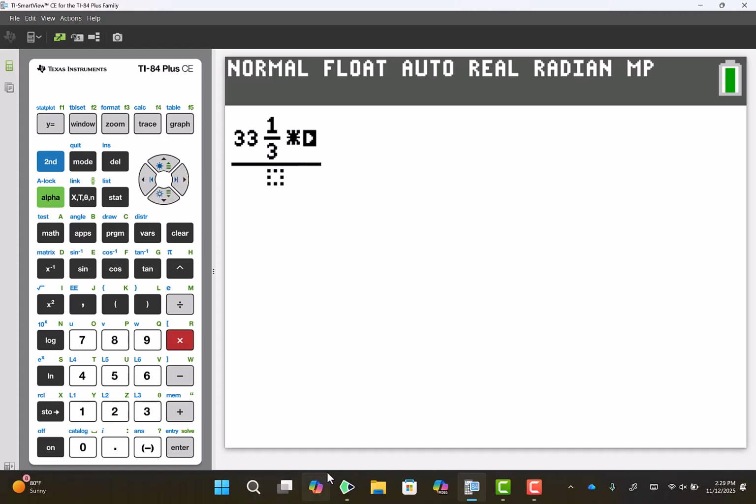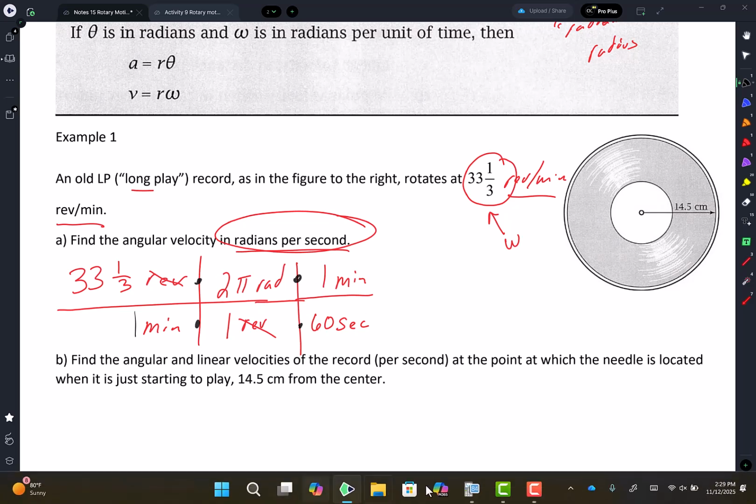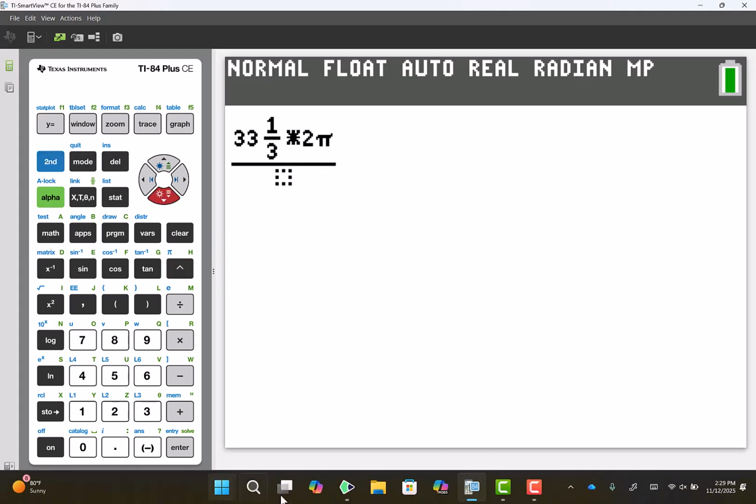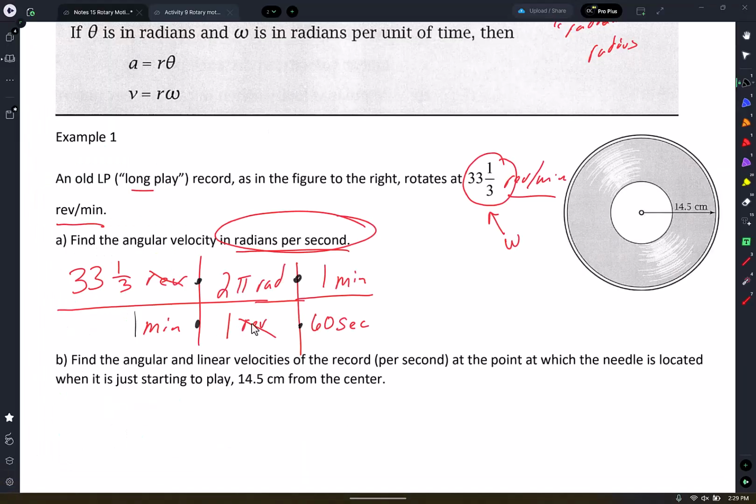I'm going to go times. And then this says times 2 pi. So I'll put the 2 pi on the top. And the pi is next to the little caret. You got to push the second button and the caret. And then in the bottom, I'm going to put 1 times 1 times 60.